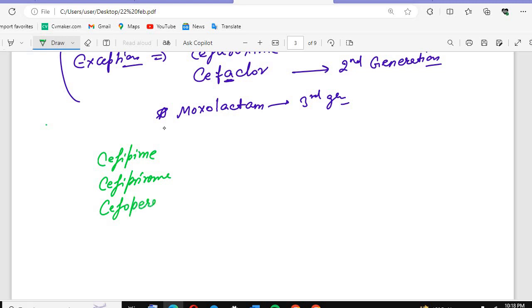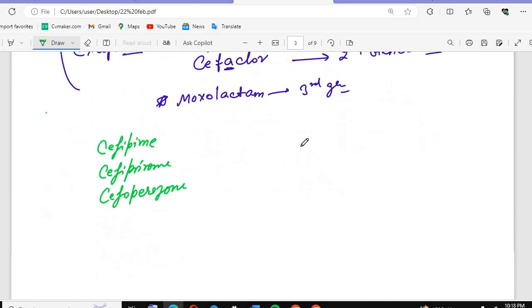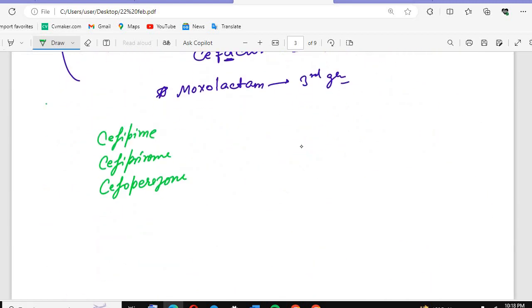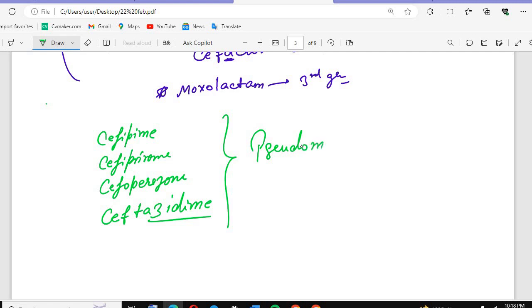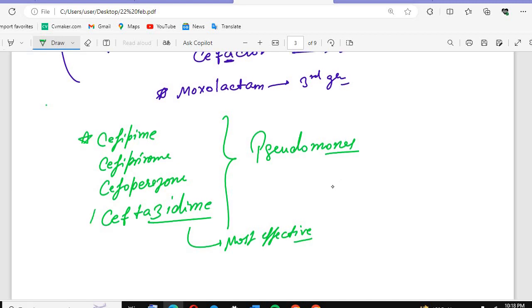One was in which category? Third generation again. So remember this, and one more drug, that is ceftazidime. Ceftazidime is the most effective against Pseudomonas. All these drugs are for Pseudomonas, and this is the most effective. This you need to understand. Then the others you can forget, but remember cefepime as well as ceftazidime. They are third generation and they are effective against Pseudomonas.